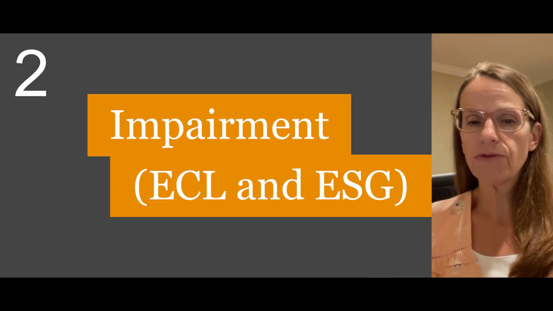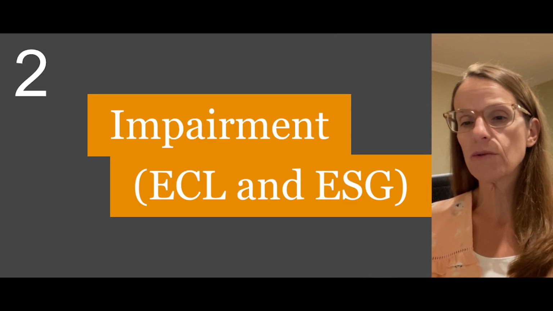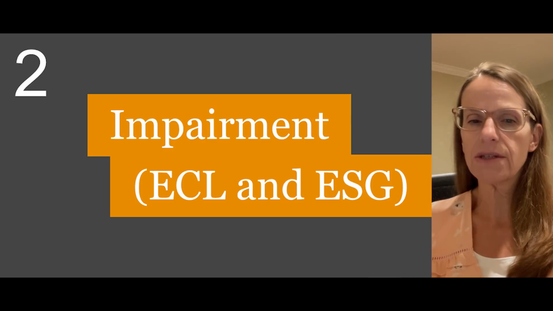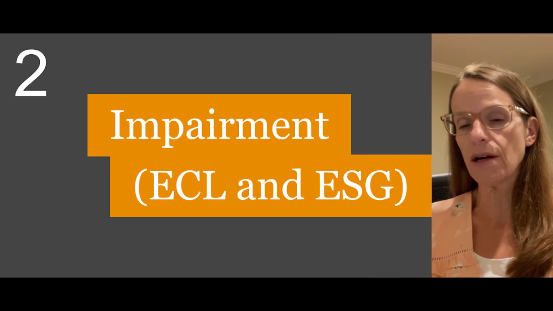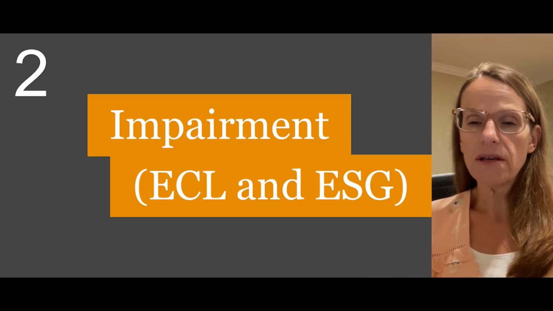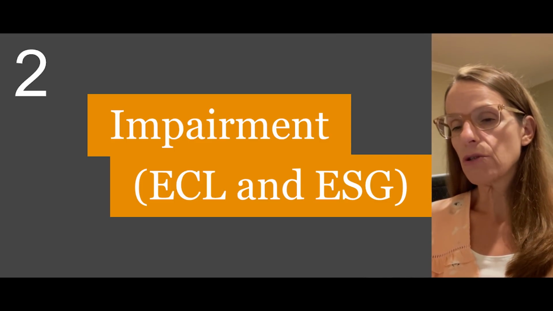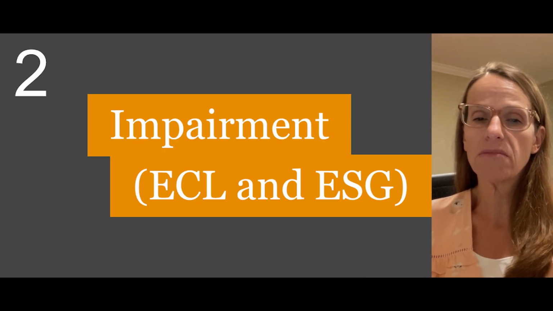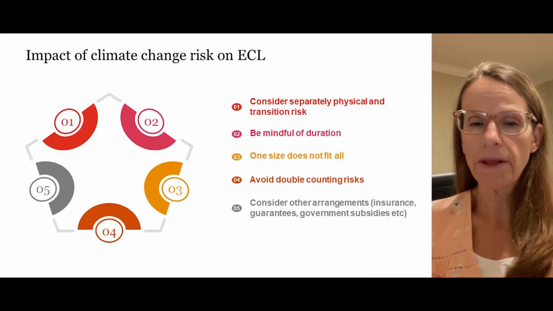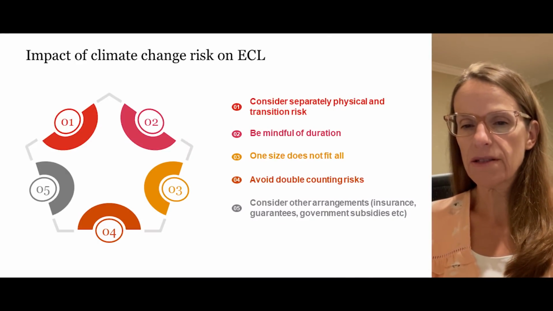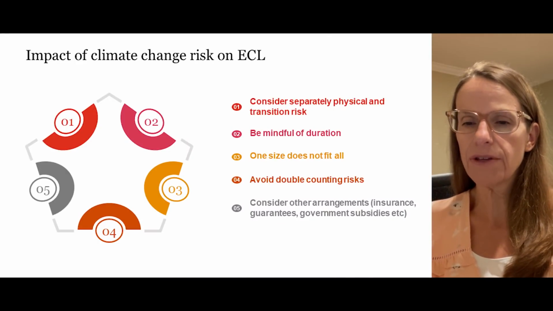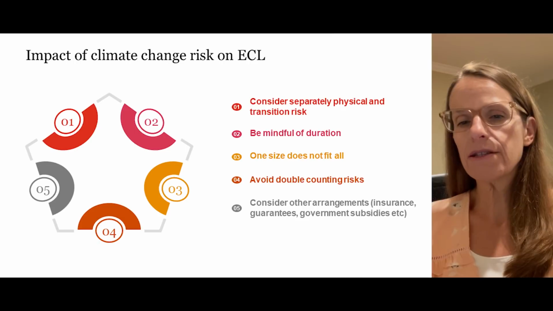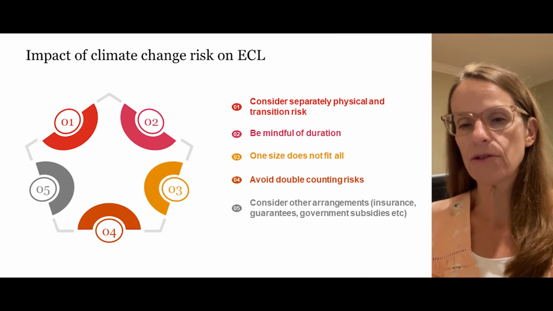Now, we know that borrowers could face a range of physical, regulatory, and reputational risks that ultimately impact their credit risk, but also increase the likelihood that they may be unable to meet their debt obligations. Additionally, the value of collateral against which loans are secured could fall, or that collateral, those assets, could actually become inaccessible or uninsurable. So when considering all these impacts on ECL, I want to focus on 5 key considerations for our audience. So number 1, entities need to think separately about physical risk and transition risk.